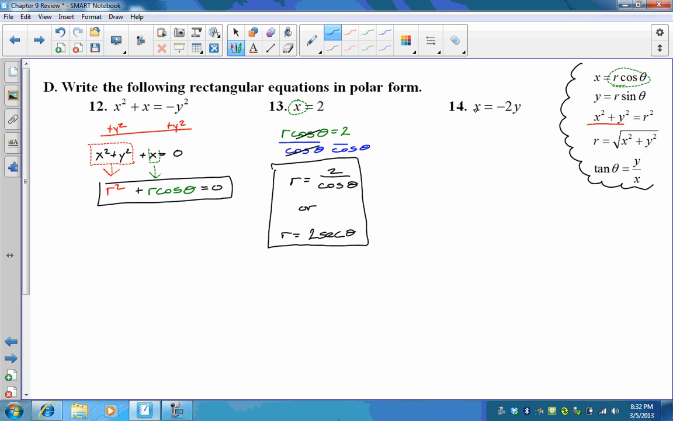Alright, let's see. x equals negative 2y. You're going to do the same thing. x equals r cosine theta, so I'll take out x and plug in r cosine theta. It equals negative 2y, and y we know is equal to r sine theta, so we'll take out y and plug in r sine theta. And there we go. This one's a little bit tougher to solve for r, but I'll show you how to do it just in case you're curious. I'll add 2 r sine theta to both sides of the equation.